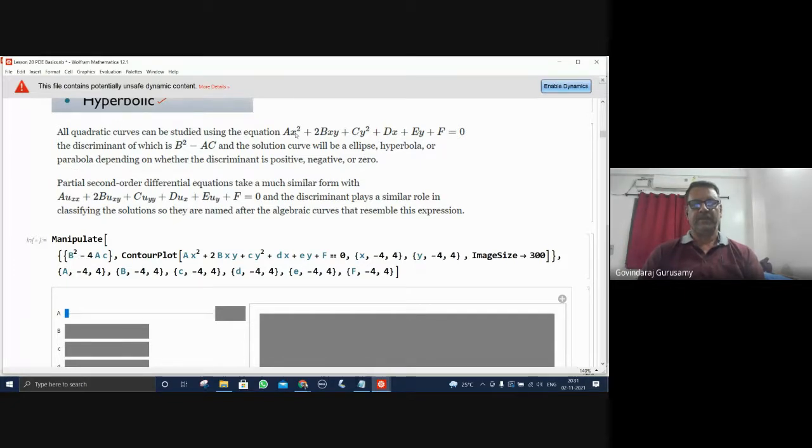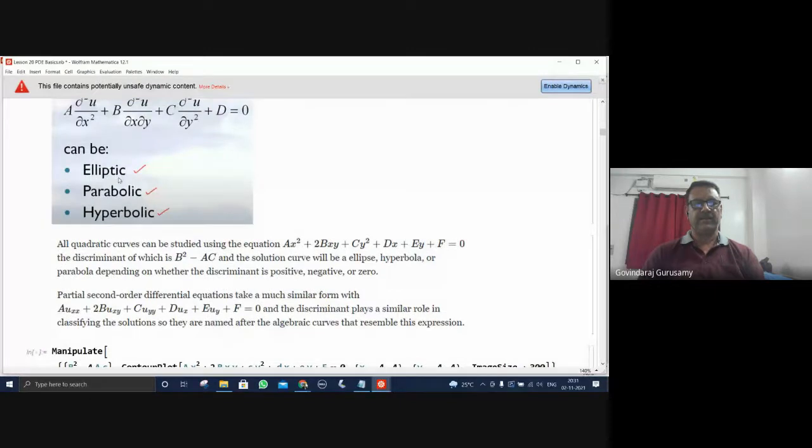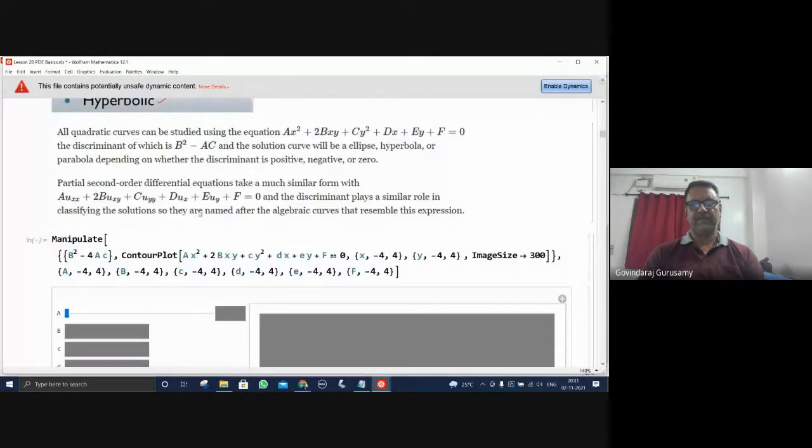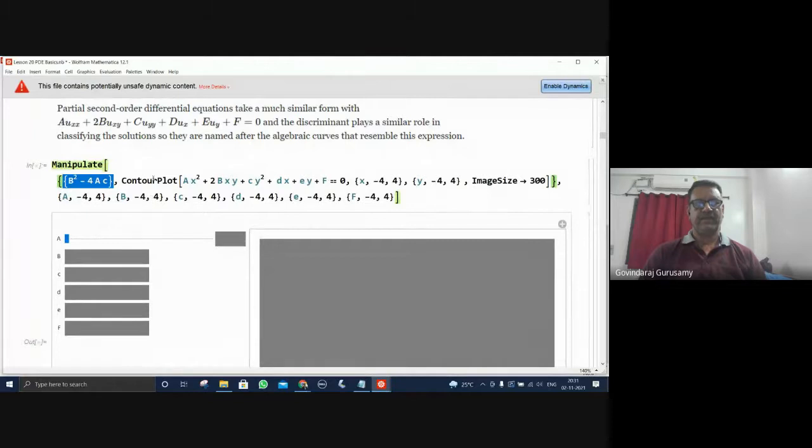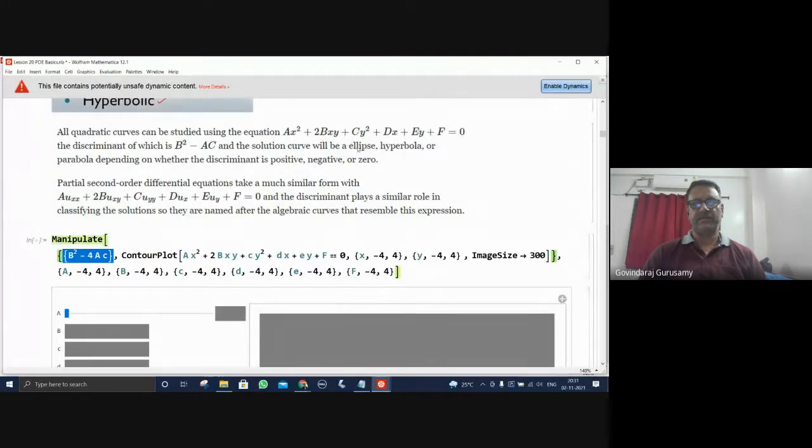So this quadratic equation will be an ellipse, a hyperbola, or a parabola, depending on this b² − ac. That kind of feature is here. Therefore, it has been classified under elliptic, parabolic, and hyperbolic. Nothing great here. If you are familiar with this, then you would understand things. Now let us try to understand this so-called discriminant, which is b² − 4ac, that I am going to calculate here. And I am making a contour plot of this. This contour will be either an ellipse, a parabola, or a hyperbola, depending on this b² − ac.